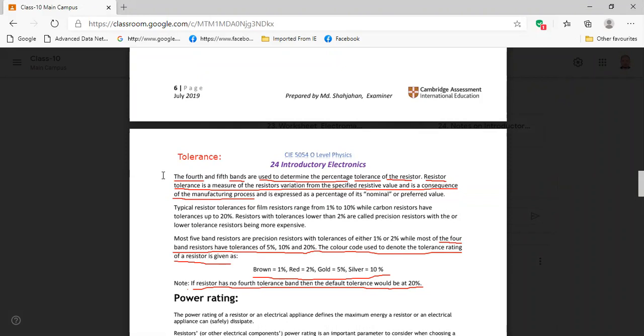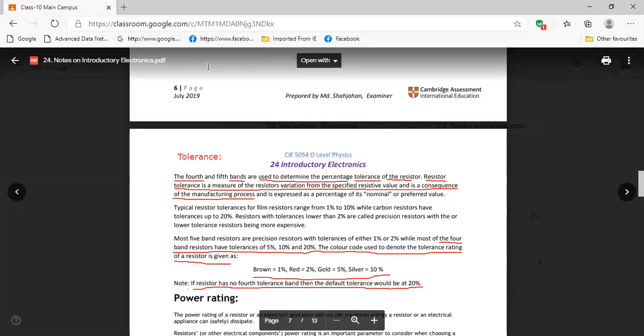Resistor tolerance is a measure of the resistor's variation from the specified resistive value and is a consequence of the manufacturing process. The four-band resistor has tolerance of 5%, 10%, and 20%. The color code used to denote the tolerance rating of a resistor is given as brown is 1%, red is 2%, gold is 5%, silver is 10%. If a resistor has no fourth tolerance band, then the default tolerance would be 20%.